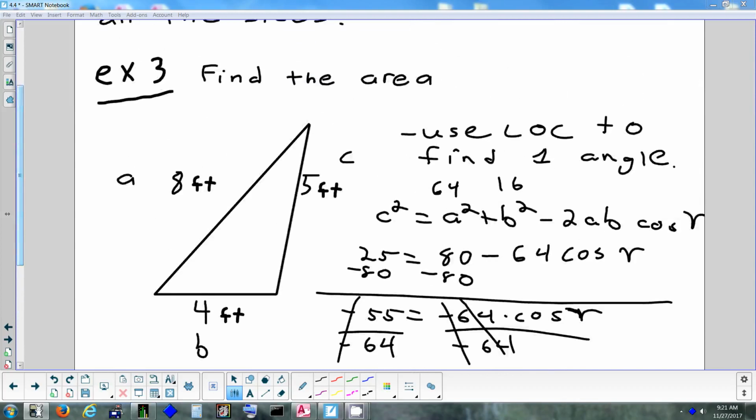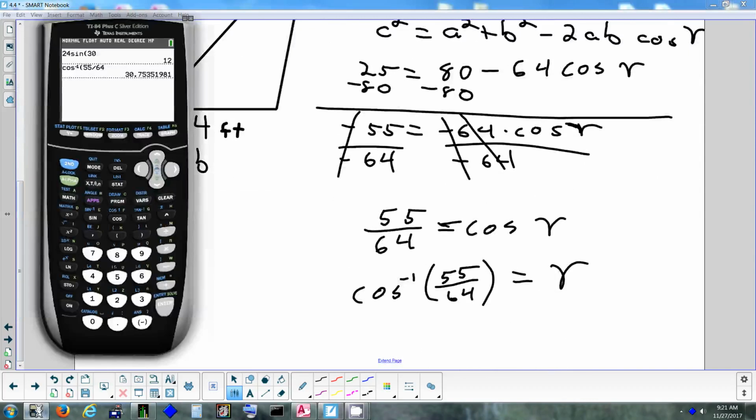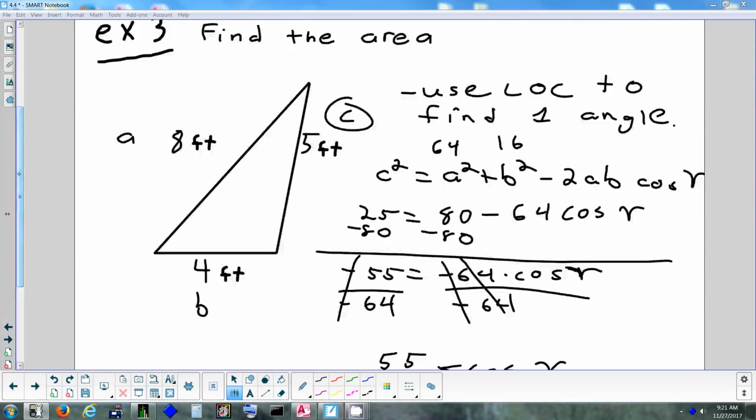Can somebody tell me where gamma is on that triangle? Just to make sure we know the right spot. Yep, across from C. Okay, here's C. What did I say it was? 30.75. And there's your angle. Okay, now we can set up the formula to find the area. A little bit more work because you had to figure out an angle first. They didn't give you the right information to just plug it in and go.